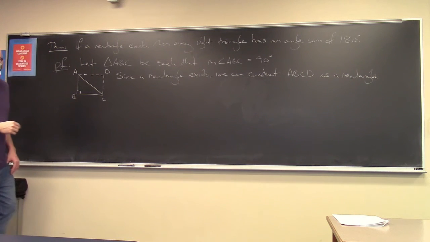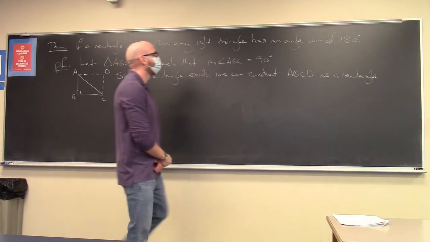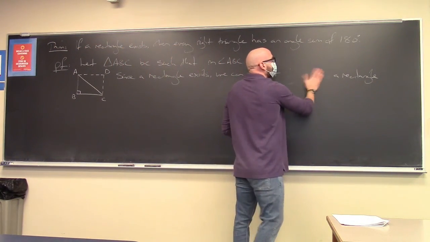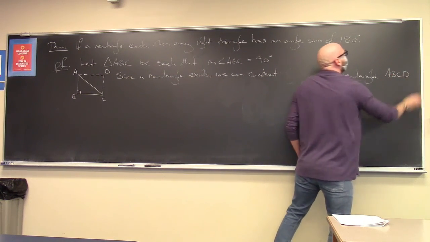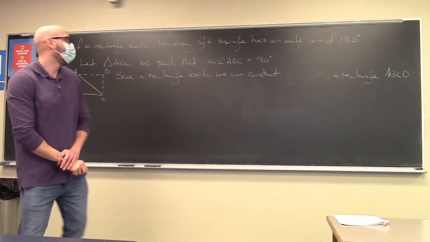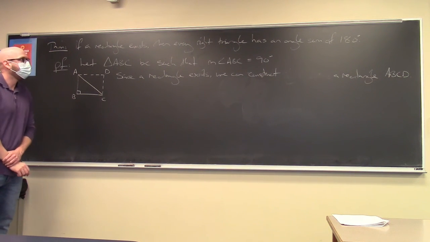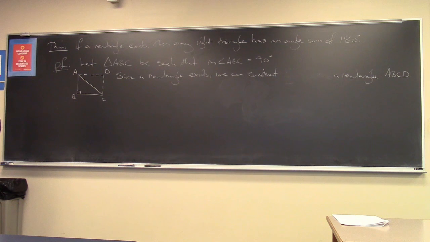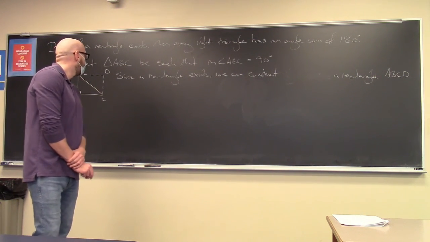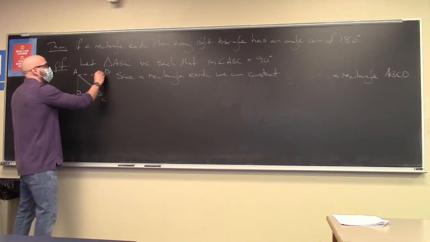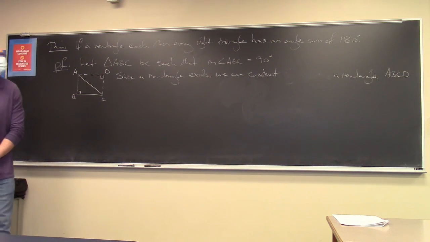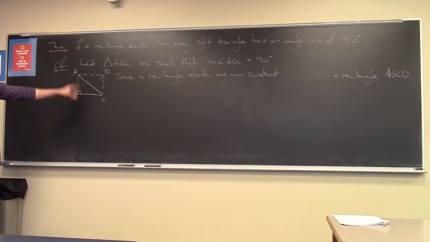I don't really like the way I worded that. Maybe I should have said we can construct a rectangle A, B, C, D. Let's do that. We can construct a rectangle A, B, C, D. Reads a little bit better, I think. What does that mean? That means that's also a right angle. The angle D is also a right angle. And I've got two right triangles in this picture.